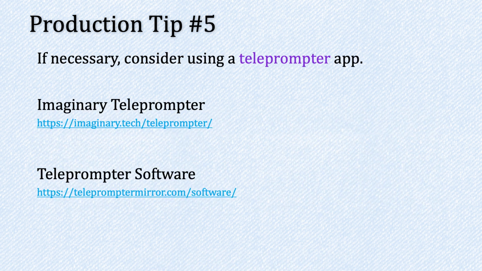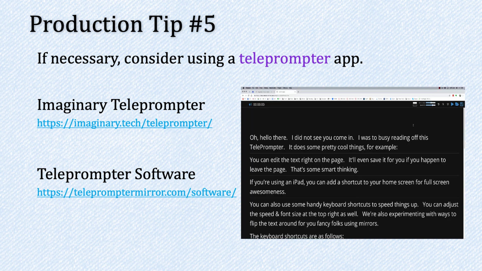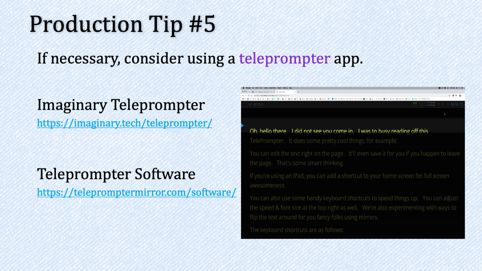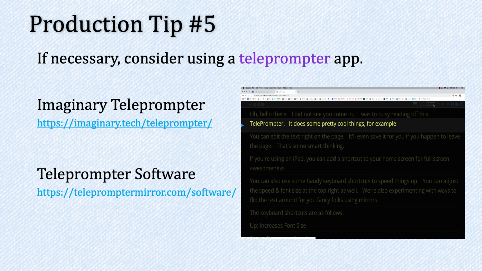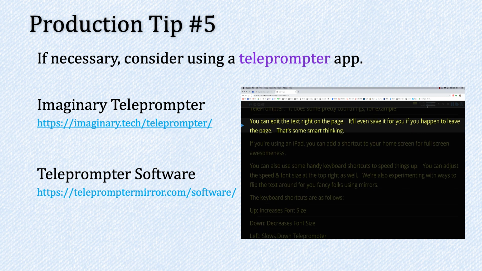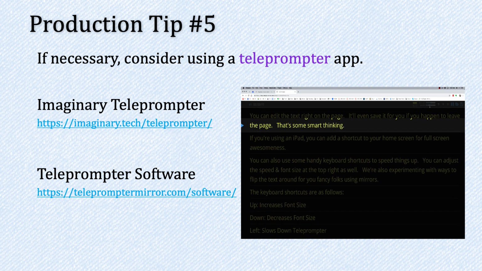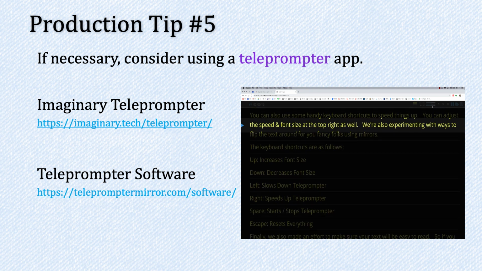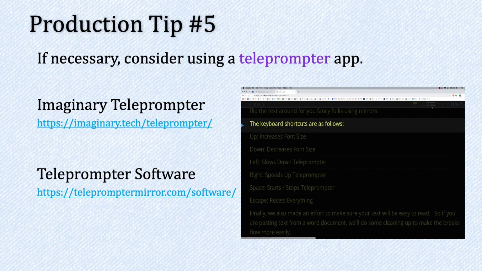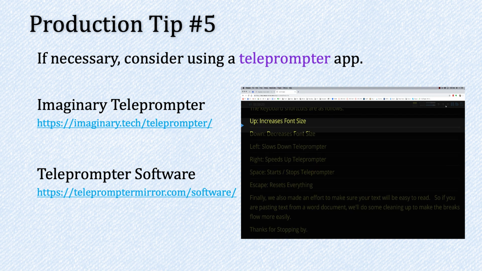Video production tip number 5, if necessary, consider using a teleprompter app. Now, I've listed 2 here. They're really simple to use. They're free. You can use them in the browser. And as you can see here, you can adjust the size of the text, the color of the text, and also the scroll speed. Now, the teleprompters take a lot of getting used to, but for some of you who are a little camera shy or just feel like you need a little bit of extra prompting as you're going through your script, this might be a tool to use for you.